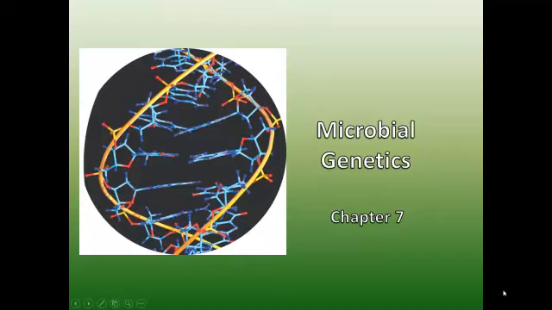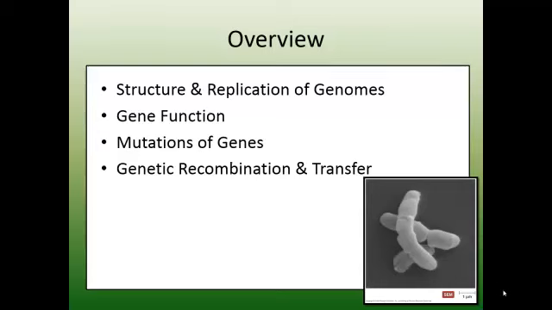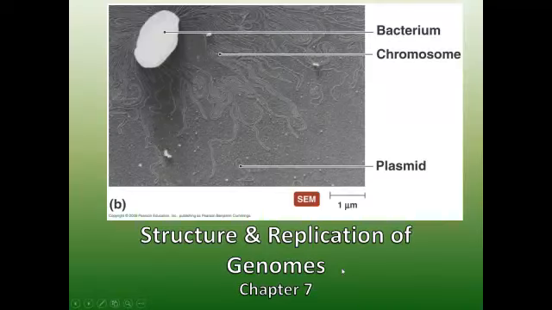Chapter 7, Microbial Genetics. In this chapter we're going to cover the structure and replication of genomes, gene function, mutations of genes, and genetic recombination and transfer. So for the first topic we're going to talk about the structure and replication of genomes.